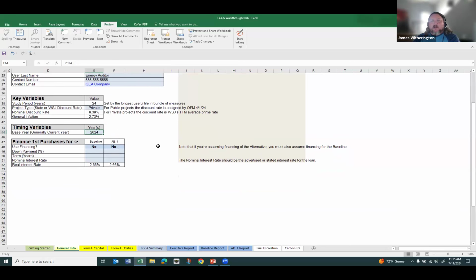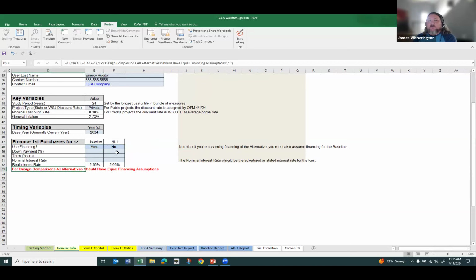The section below here, and these are some of the notes that I added for folks just to help explain some of these sections, is for financing. So if you are needing to finance the project, this is where you would enter in the information. There's a drop-down box here. You would click yes. It'll also give you a note here that tells you that you should be using the same assumptions for both the alternative and baseline.